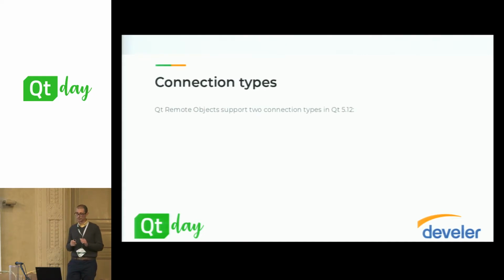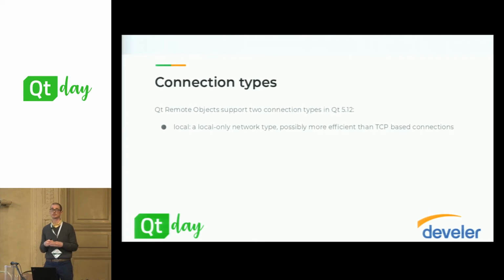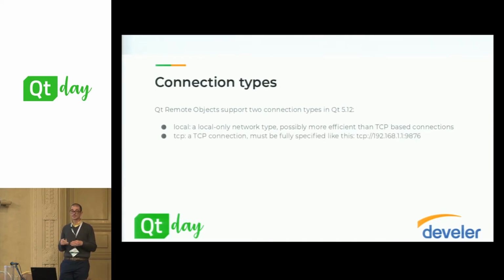So Qt Remote Objects supports only 2 connection types in Qt 5.12. One is the local connection. It's a connection that is local only and is possibly more efficient than a TCP-based connection. On Windows, for example, it uses named pipes. The other one is TCP. It's a TCP connection properly, and it must be fully specified. So you need to write TCP, the address, and the port.